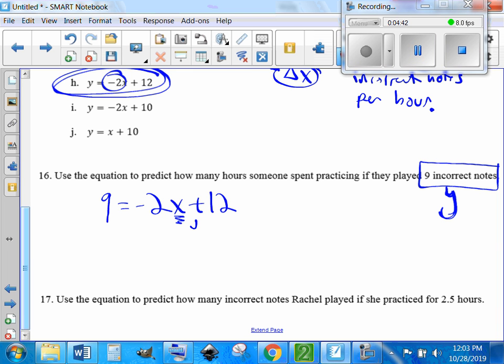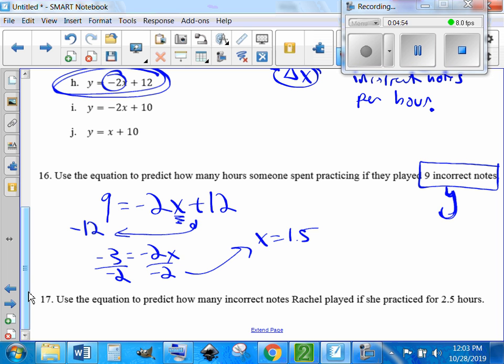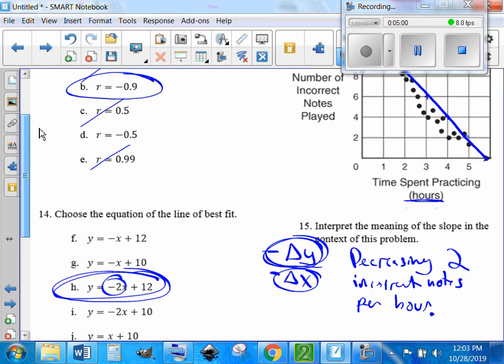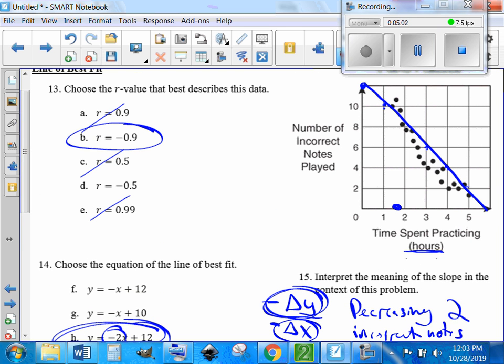So now we'll solve for x. Move the 12 over. Get negative 3 equals negative 2x. So we can divide by negative 2. So x equals 1.5, and that is hours. Now if you look at your graph, that makes sense. If you go to 1.5 on the x-axis, right here, and go up until you hit your line, that's about 9. So that makes sense.